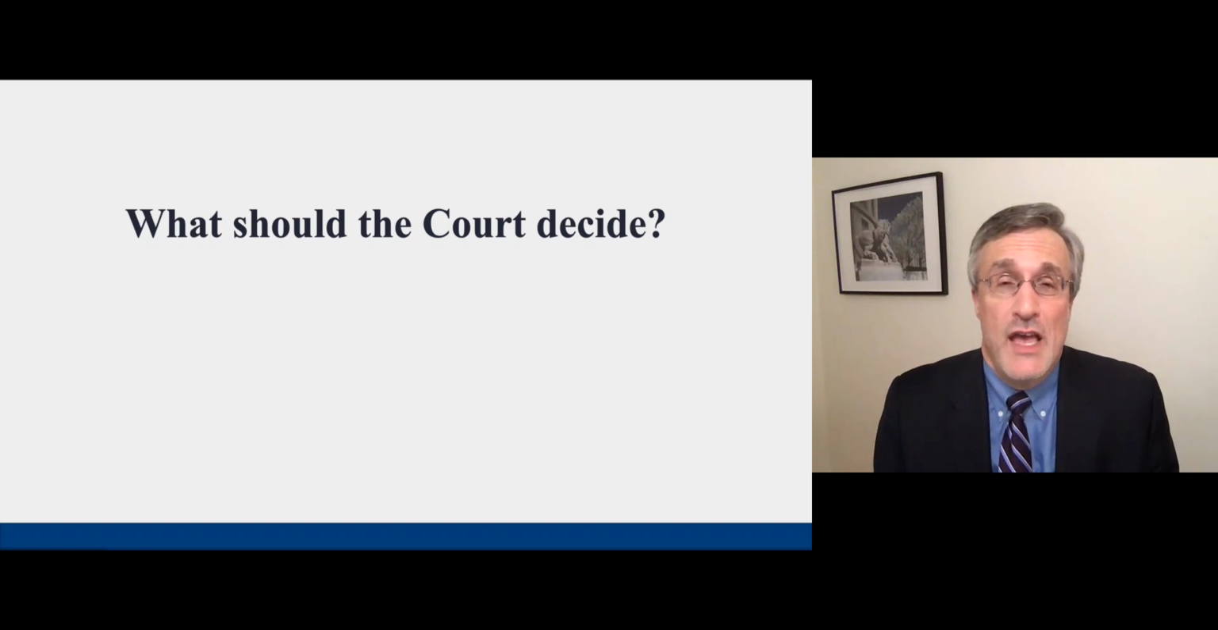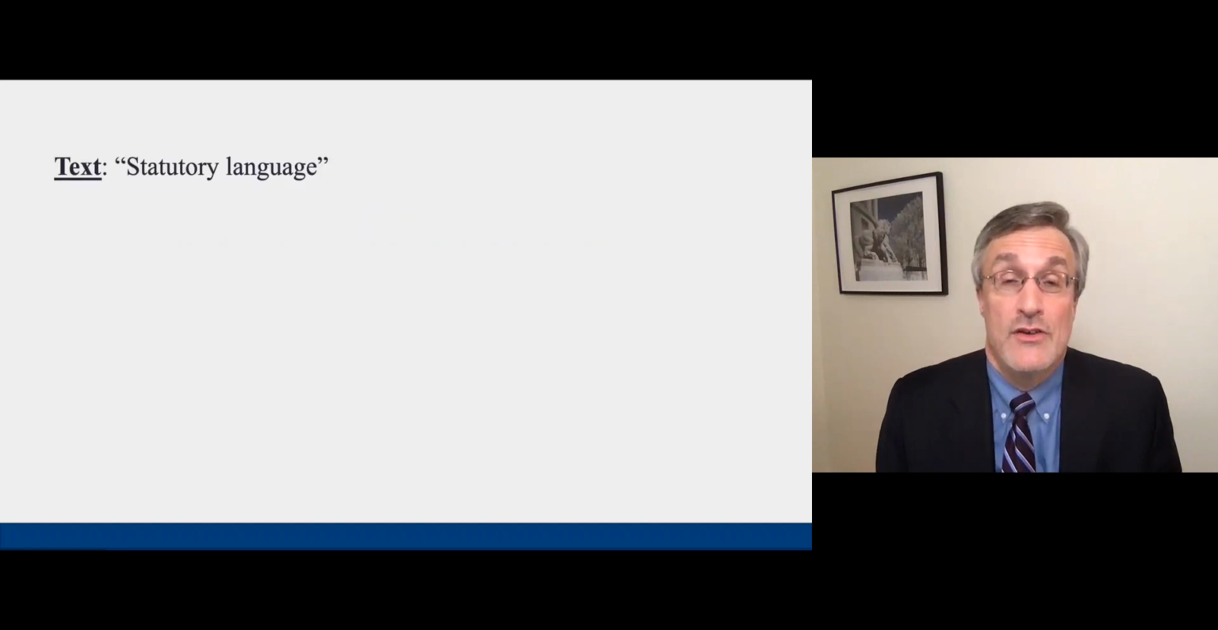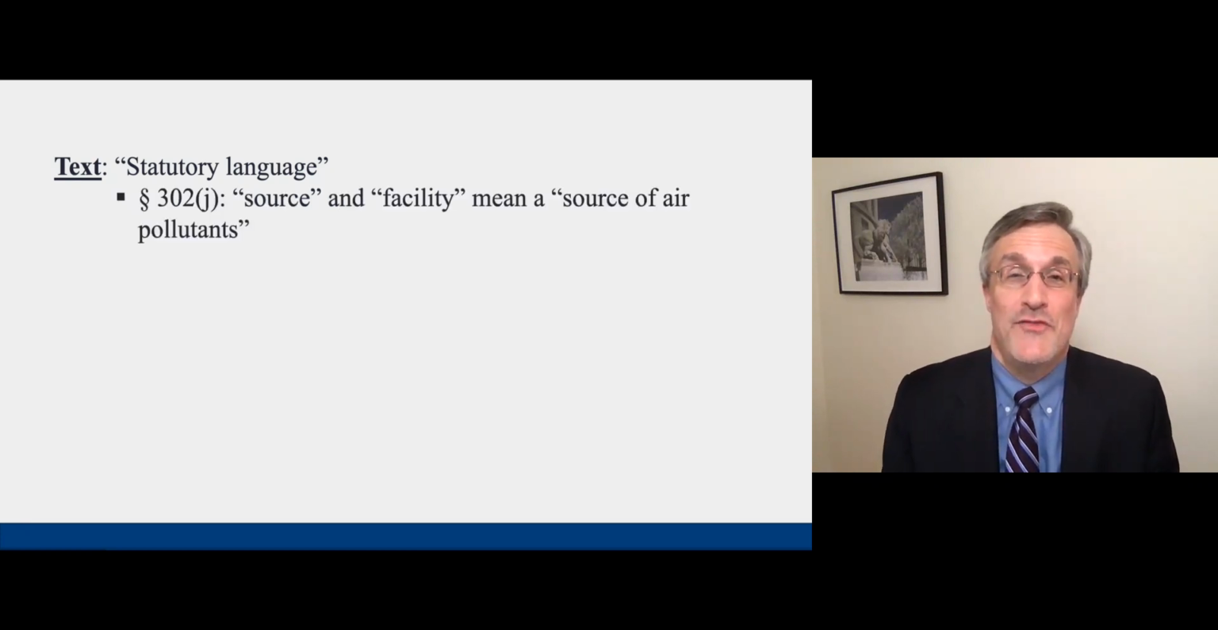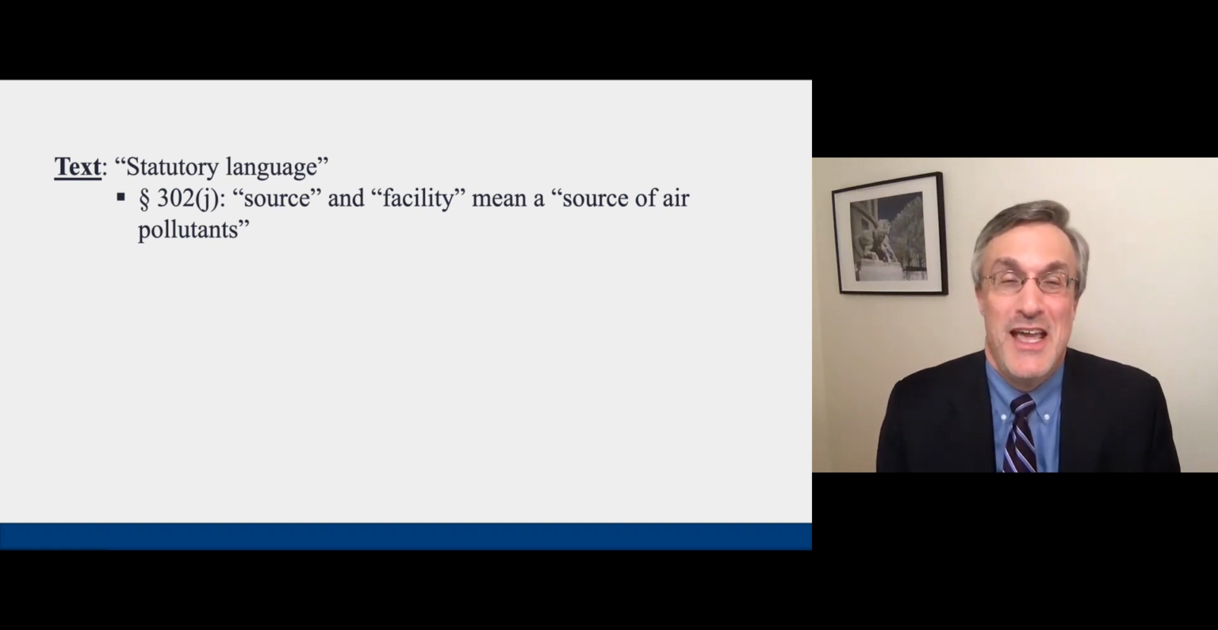Well, courts have general principles of statutory interpretation, kind of a formula that they follow to interpret a statute and find out what it means. And that formula or those principles always start out with the text of the statute. And so the Supreme Court in the Chevron case began looking at the statutory text, the text of the Clean Air Act. And the court noticed that there was a definition of the word source in Section 302J, but it wasn't very helpful. Source was defined to mean just a source of air pollutants.